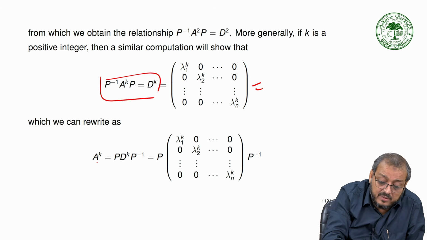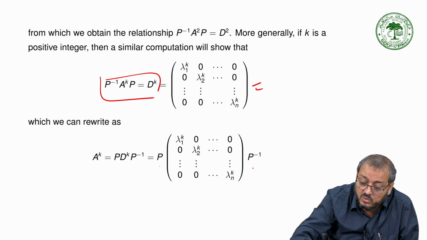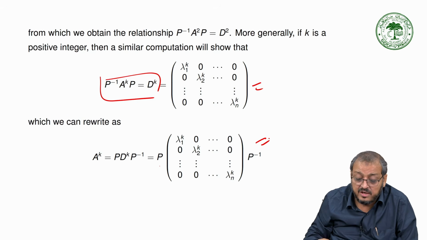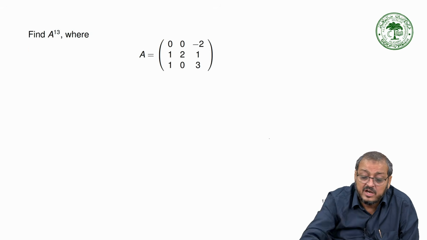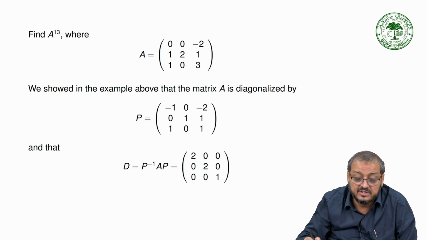So A to the power k can be written in the form P D to the power k P inverse. So this means, for example, we can try to compute A to the power 13.